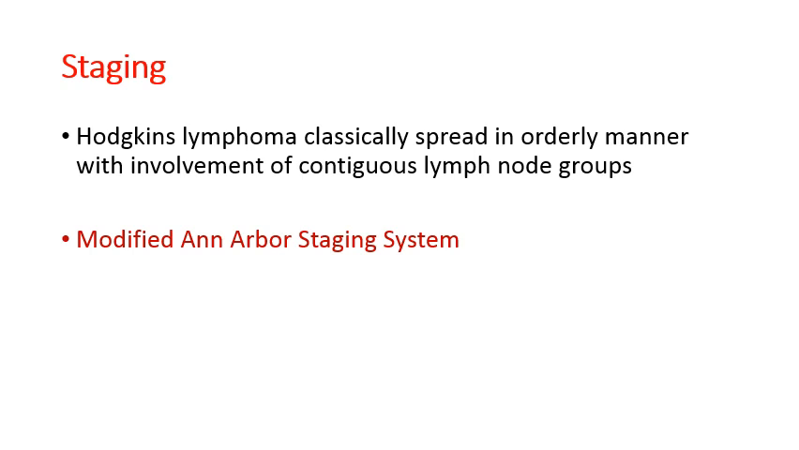Now, why you should know about the staging is, you all are not oncologists, you are not going to manage these patients, but when you work as house officers, you might see diagnosis cards saying Hodgkin's lymphoma 3B, 3BE. They will not describe what is 3BE. So you should know what type of patients you are dealing with. That is why you should have a vague idea about the staging of Hodgkin's lymphoma.